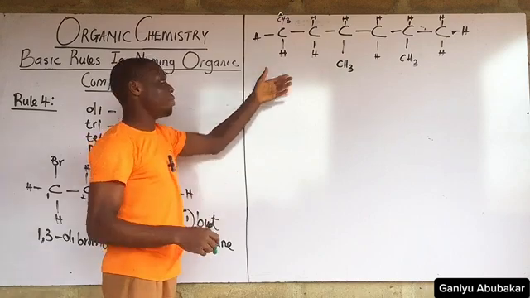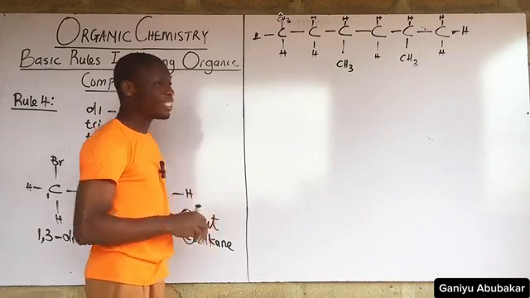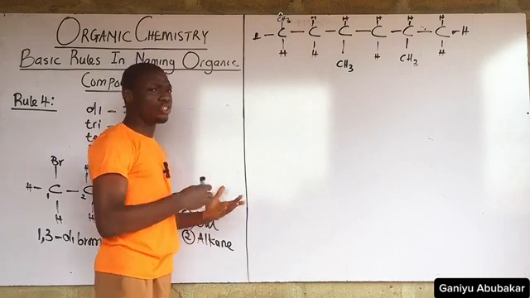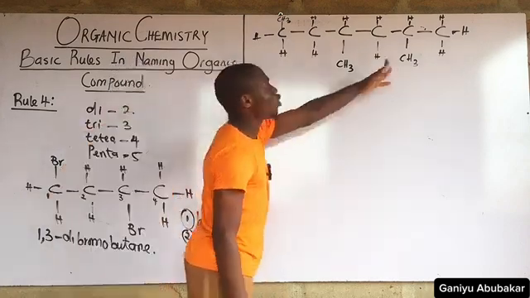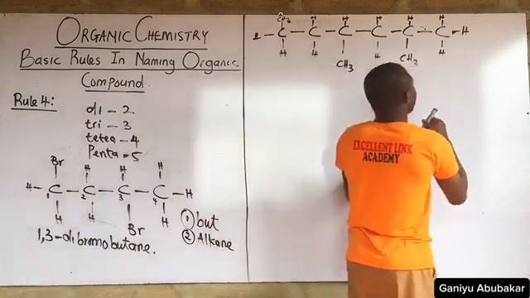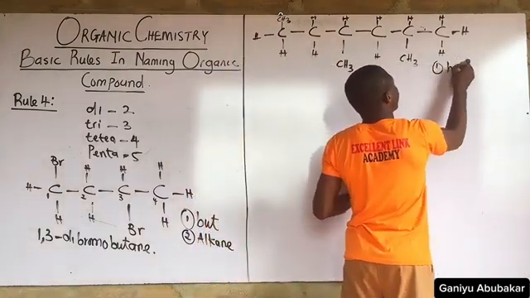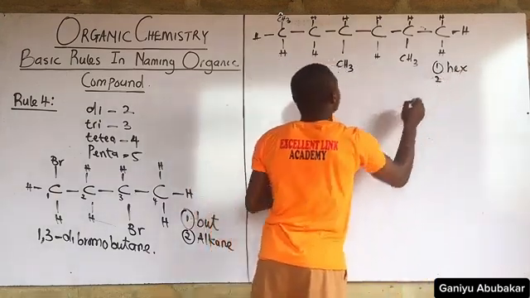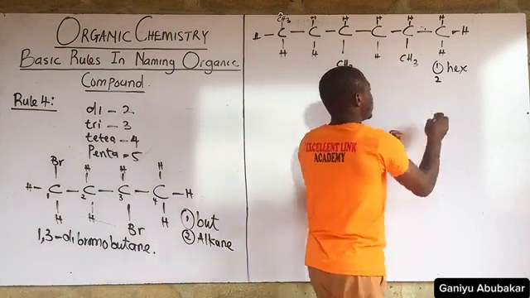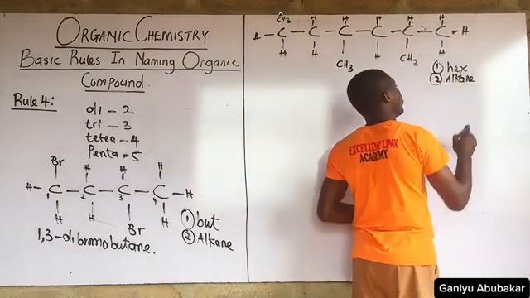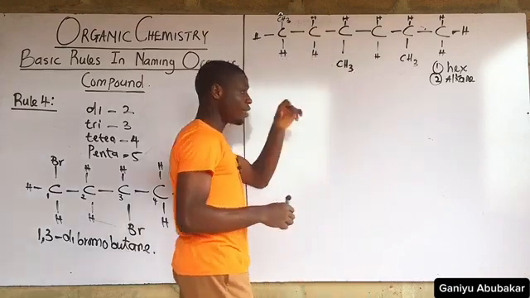So let's name this compound here. To name this compound, it's quite simple. The first task is what? Select the longest continuous carbon chain. My longest continuous carbon chain here, I have 1, 2, 3, 4, 5, 6. That's hexane. Rule 2 says functional group. These are what? Single bond all throughout. That's an alkane, because they are single bond all through, right?